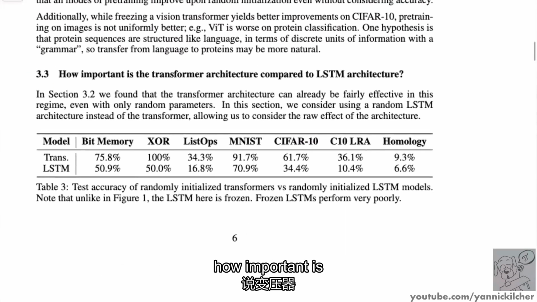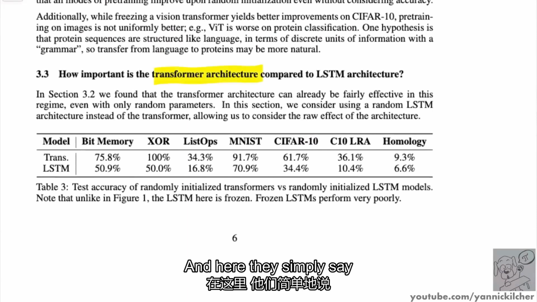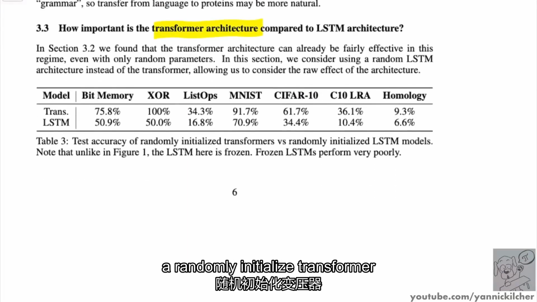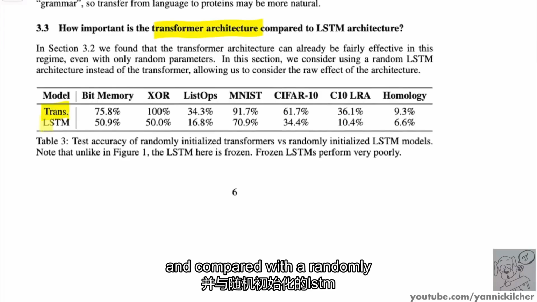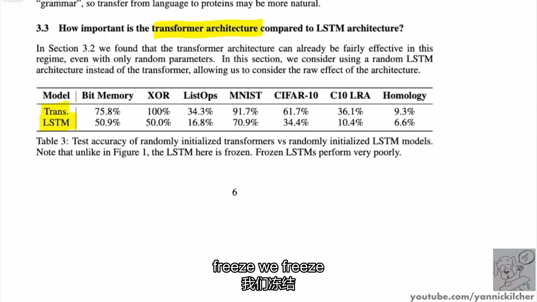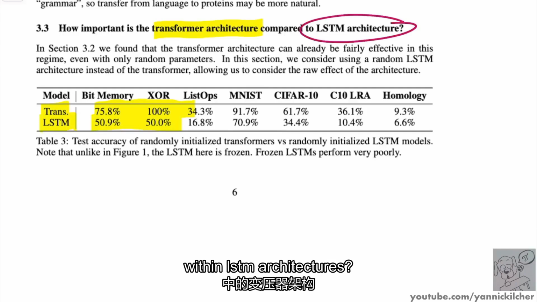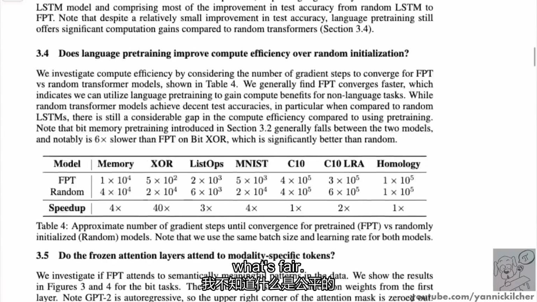So first of all, they ask how important is the transformer architecture? And here they simply say if we take a randomly initialized transformer and compare it with a randomly initialized LSTM, we freeze the attention layers, and then we just do our frozen training. Then the transformer performs a lot better than the LSTM here in most, actually all of the tasks. However, this is a very shaky comparison, of course, because how do you fairly compare a transformer architecture with an LSTM architecture? Do you control number of parameters, number of computation, speed? I don't know what's fair.